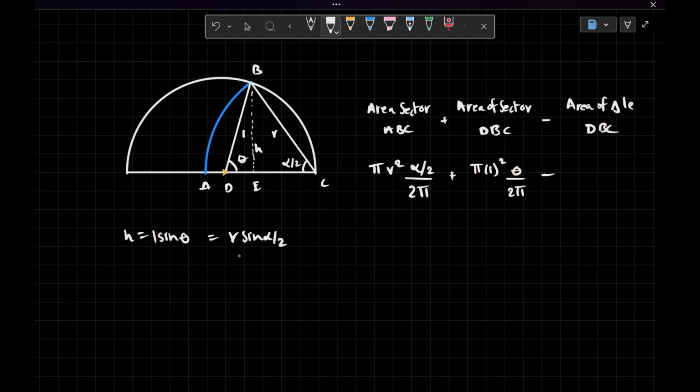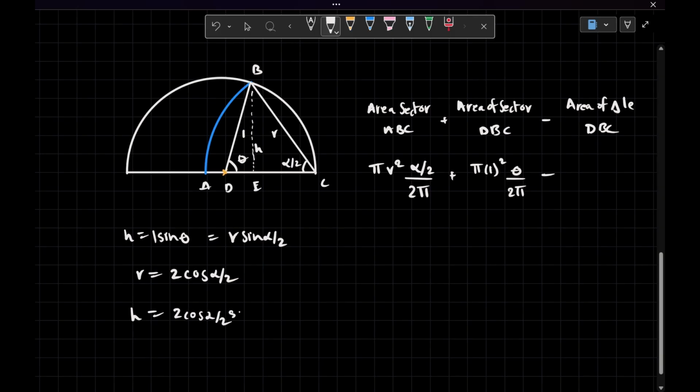You should also remember that previously we derived the relation between r and alpha by 2, which is r equals 2 cos alpha by 2. You just need to replace r with this value, so that the height will be only in terms of alpha, just like the height is in terms of theta. So h is equal to 2 cos alpha by 2 into sine alpha by 2.